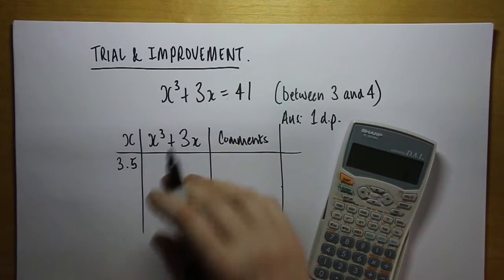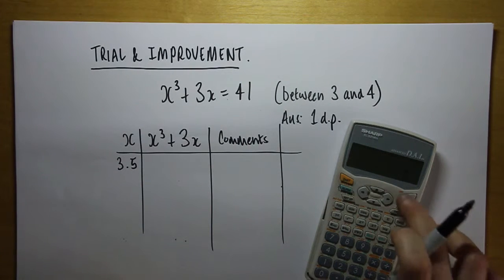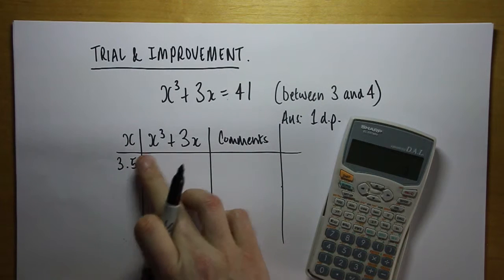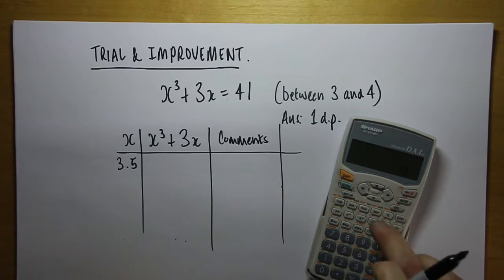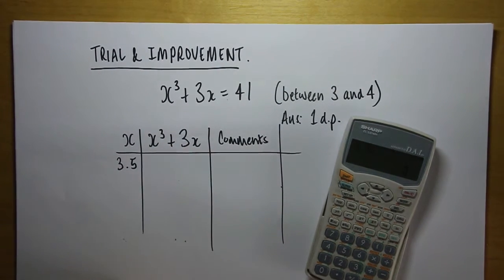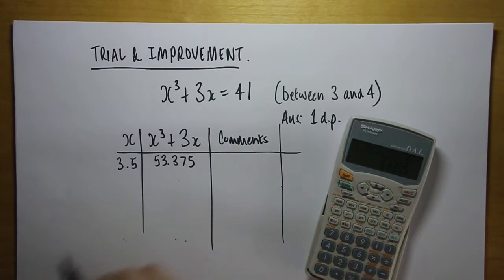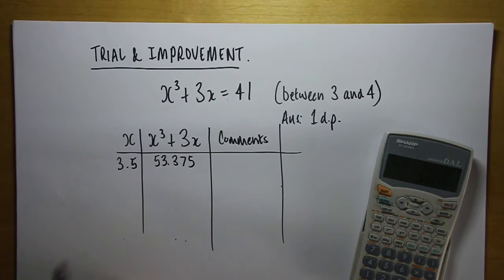So this question, all the times I've seen them, they're on calculator based papers, so there's no worry about having to do anything too complex like this on paper. So you can just go right ahead and get your calculator. We're putting 3.5 here where we see x, so we're going to start with 3.5 cubed. Then we're going to add 3 times 3.5. And we get an answer of 53.375.